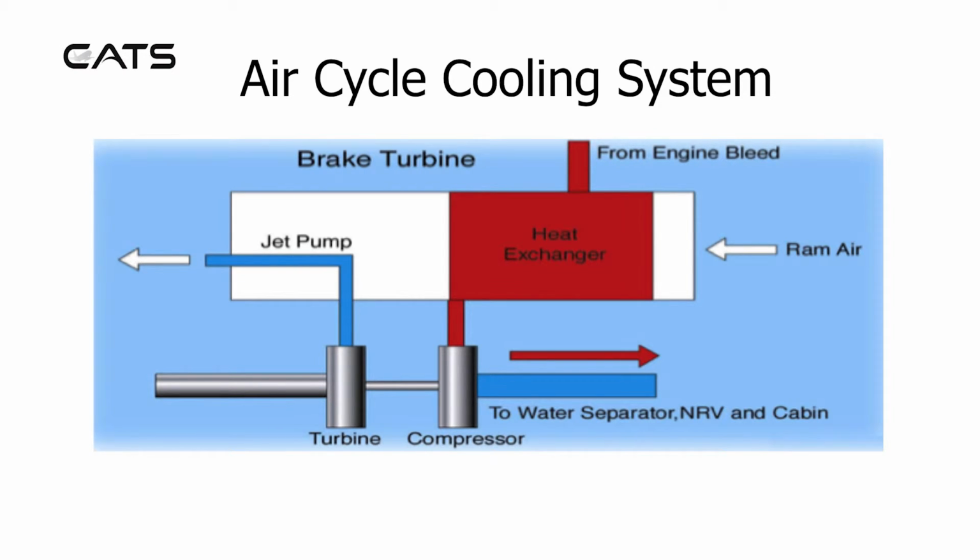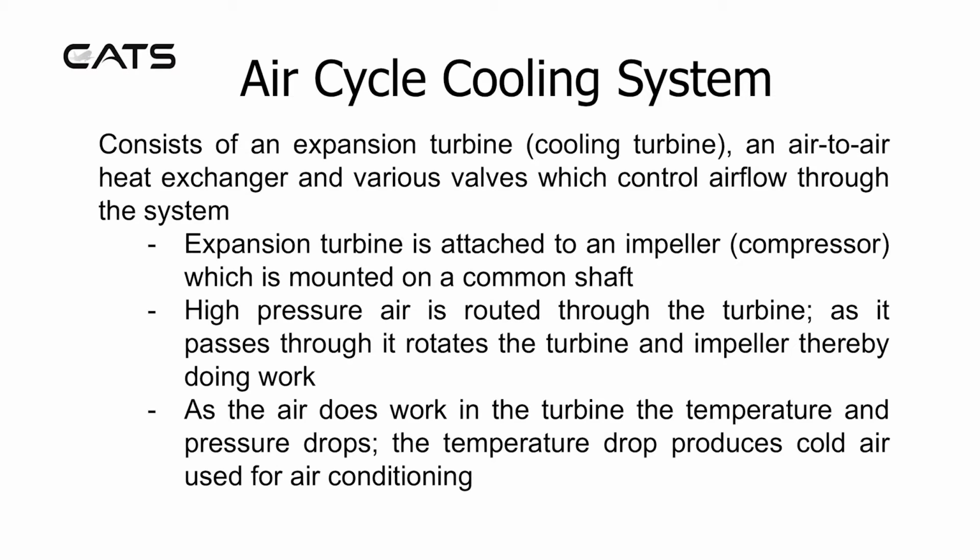This enters a compressor, which is attached to a turbine. The air can then travel via a water separator non-return valve into the cabin. The air cycle cooling system consists of an expansion turbine, cooling turbine, and an air-to-air heat exchanger and various valves which control airflow through the system.